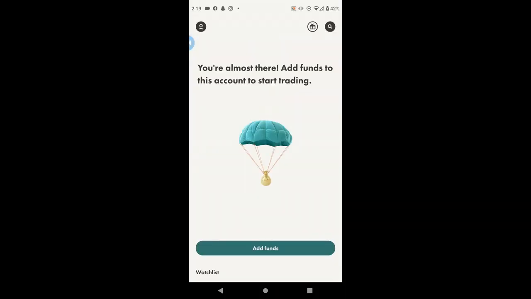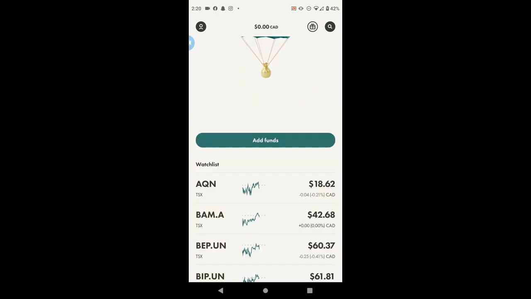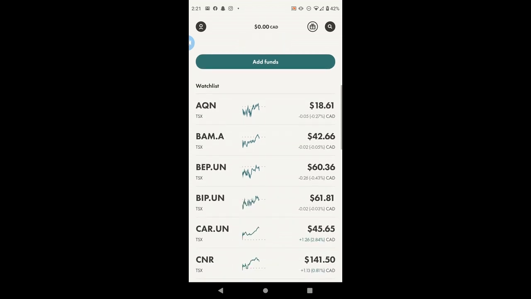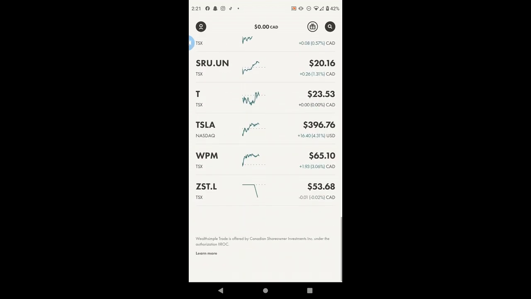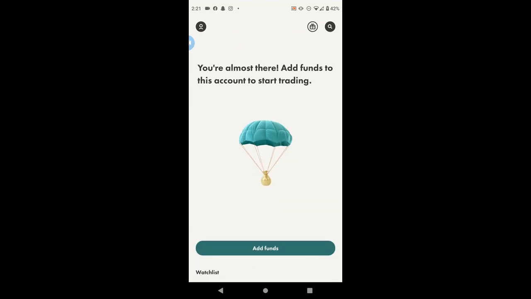Alright, and this is Wealthsimple. Where this parachute is, usually there's a graph that shows your performance of the past day, past week, past month, 3 months, 1 year, 5 years, and all time. And usually it'll show your portfolio here, but I don't have any funds, I don't own any stocks with Wealthsimple, but it would show your portfolio and what you own and its daily performance, just like the watch list over here. These are some stocks that I have on my watch list and some ETFs as well. And to the top right, you click search.